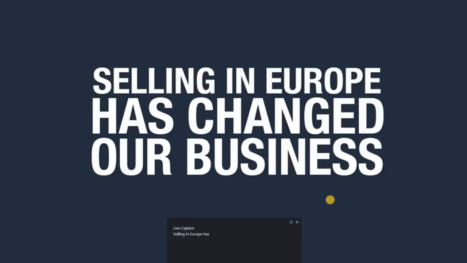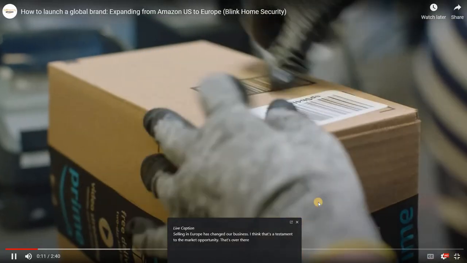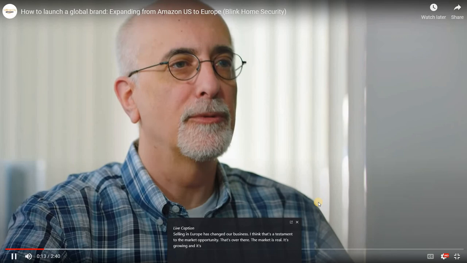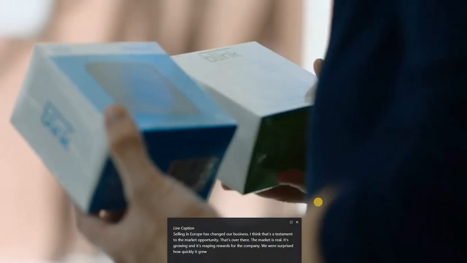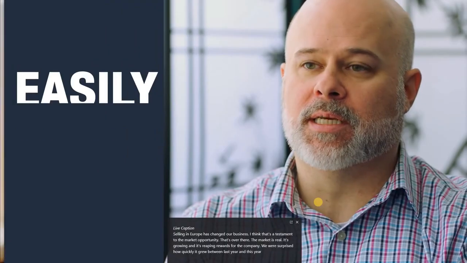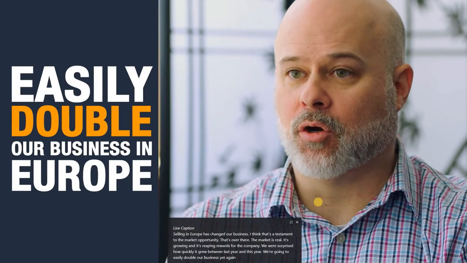Selling in Europe has changed our business. I think that's a testament to the market opportunity that's over there. The market is real, it's growing, and it's reaping rewards for the company. We were surprised how quickly it grew. Between last year and this year, we're going to easily double our business yet again in Europe.